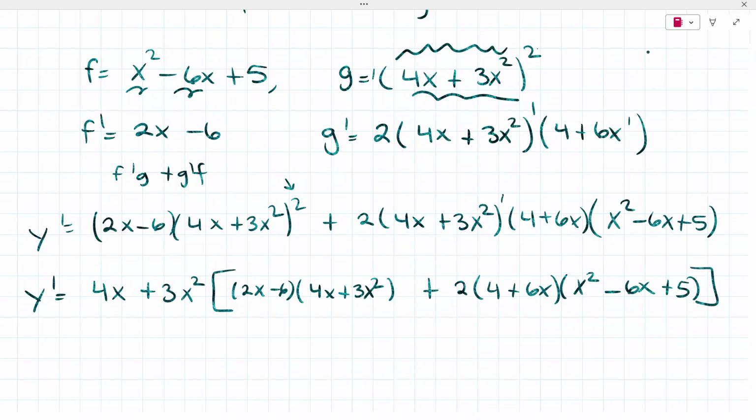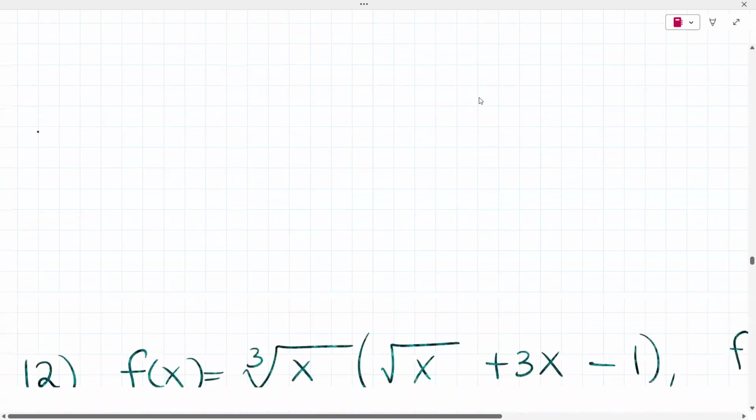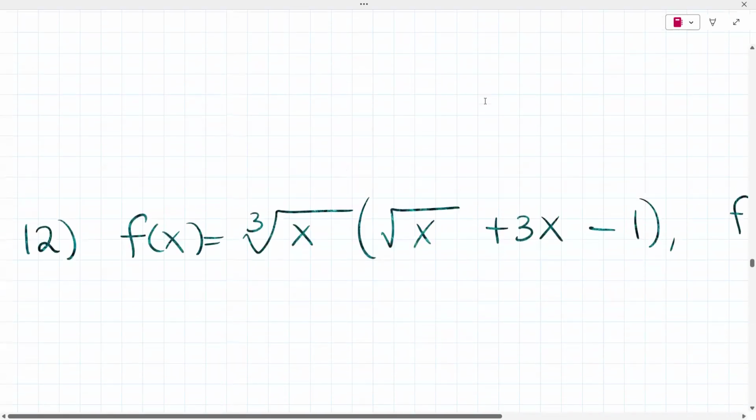Okay, so that can be your final answer. Pretty simple, right? Just product rule and cleaning things up. Okay, so let's move on to 12.